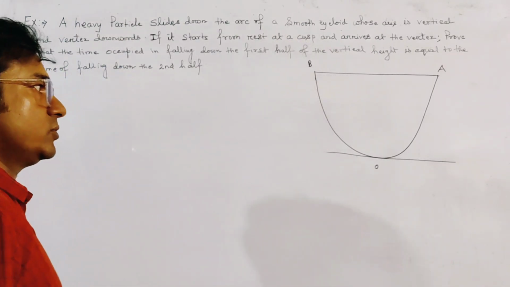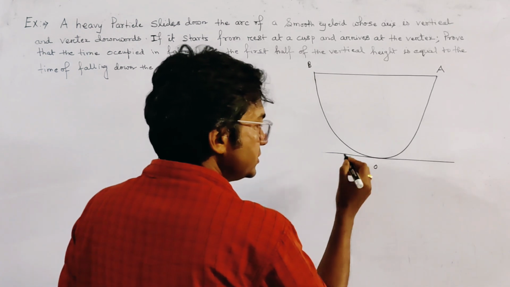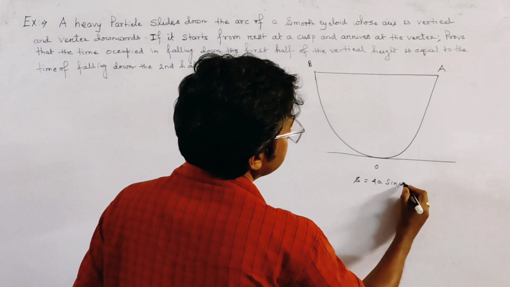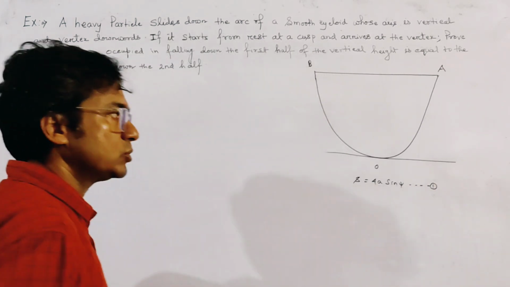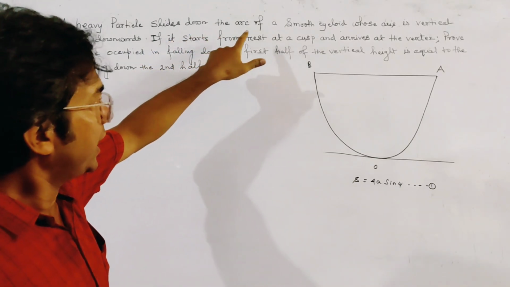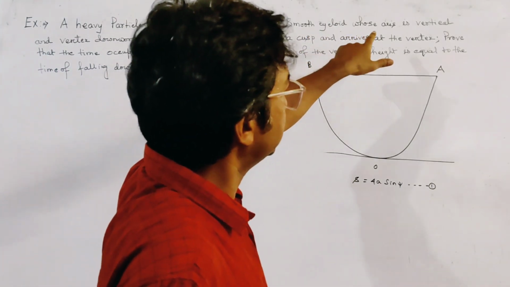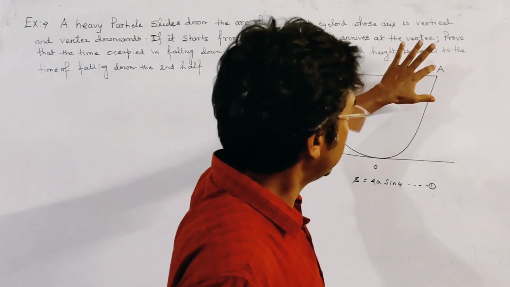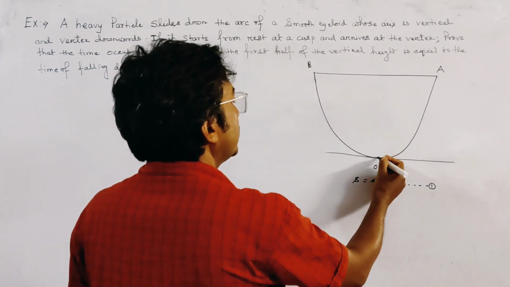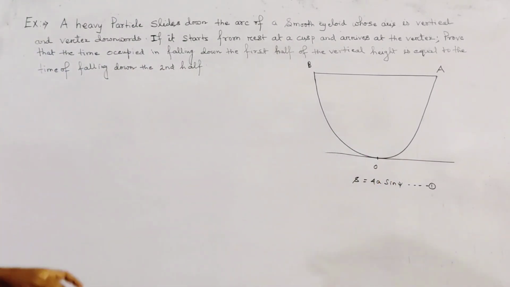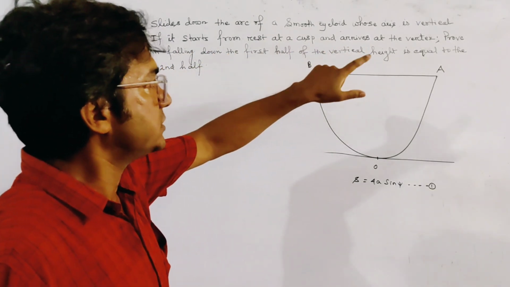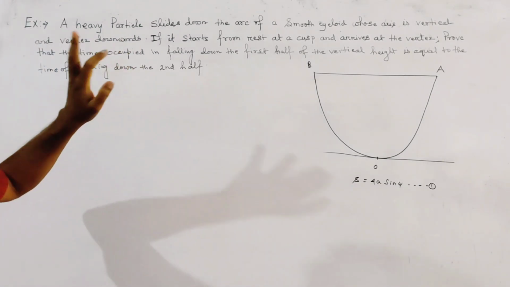We know that the intrinsic equation of the cycloid is s = 4a sin psi. We name this relation 1. The particle starts from rest at a cusp A and arrives at the point O, the lowest point of the cycloid. Prove that the time occupied in falling down the first half of the vertical height is equal to the time falling down the second half.